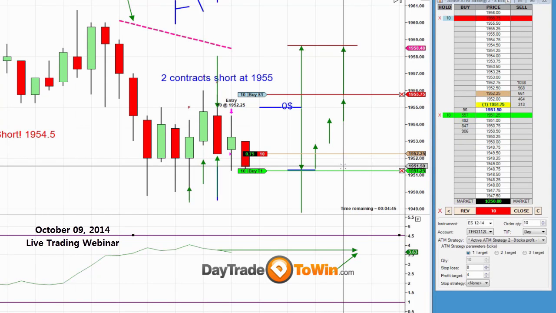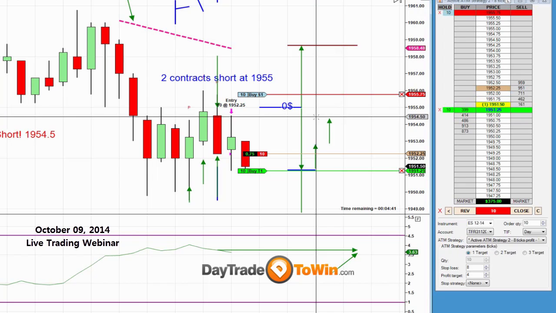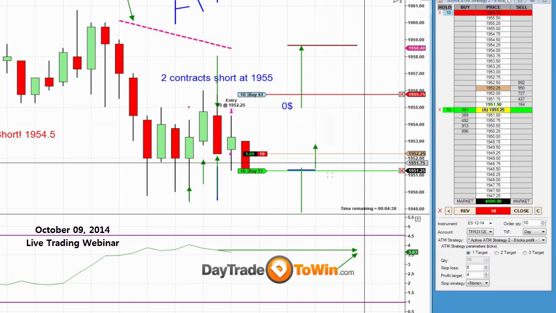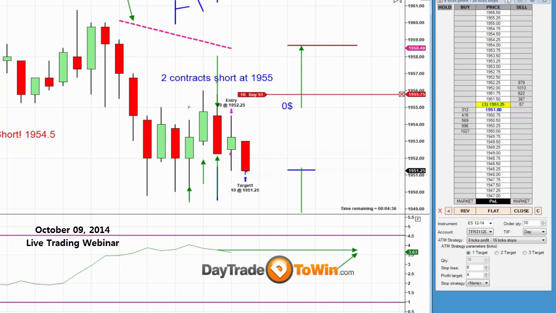Okay, guys. What do you think? Pullback pattern explained.